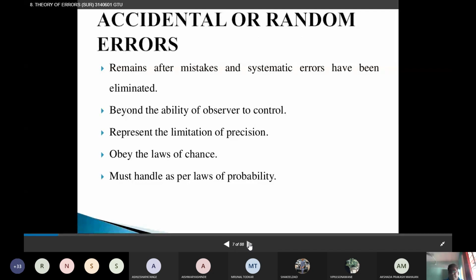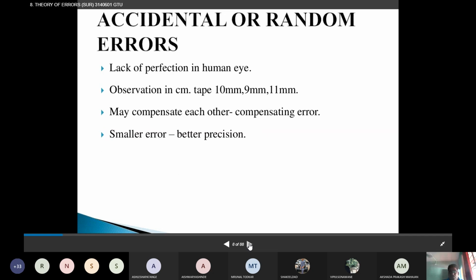So the accidental, third type of error is nothing but what we call the random error, which remains after the mistakes and the systematic errors. So how is it to be eliminated? It is beyond the ability of the observer to control, also representing the limitations of precision values. It obeys the laws of chance and must be handled as per the law of probability. Also there is lack of perfection in human eyes, which causes errors in observations, for example in a centimeter tape, 10 millimeter, 9 millimeter, 11 millimeter, that is, linear measurements carried out with the measuring tape. Always you have to practice with the metallic tape here. So the errors may compensate each other.